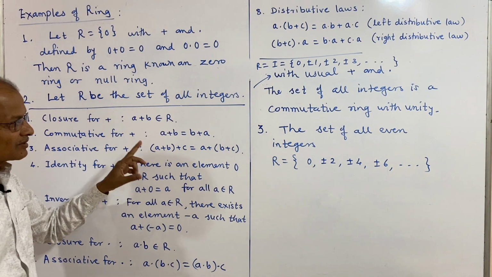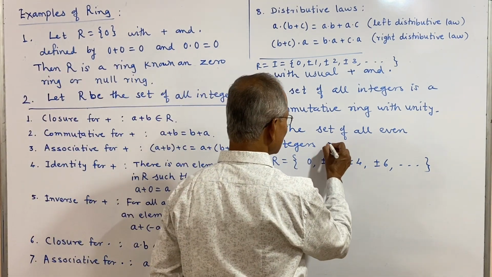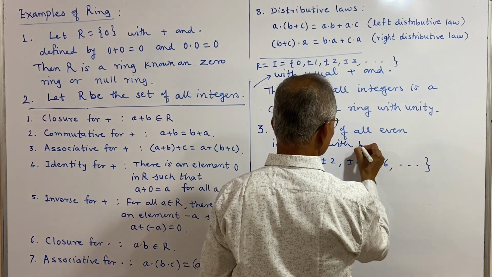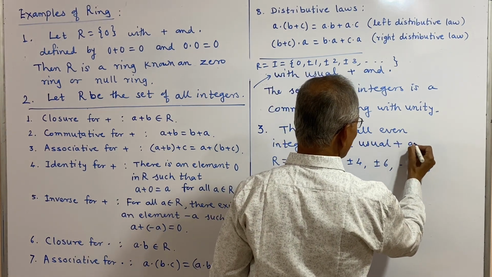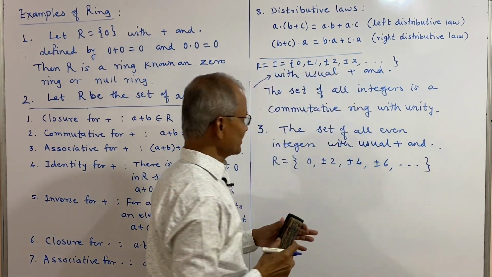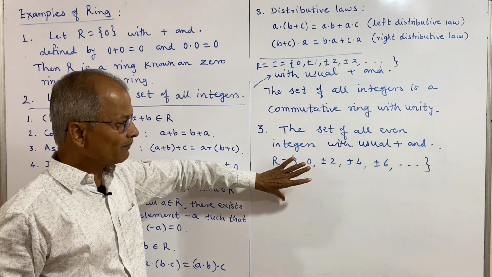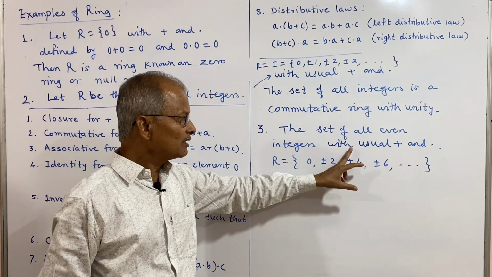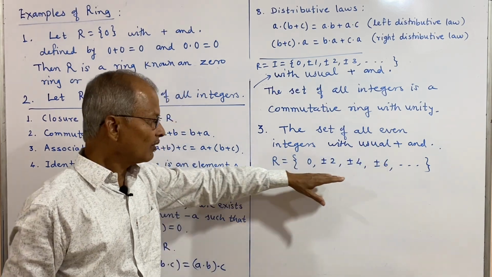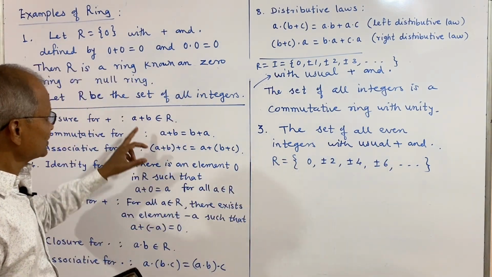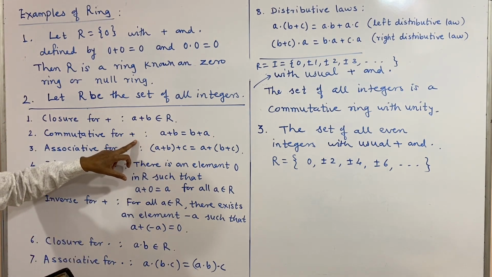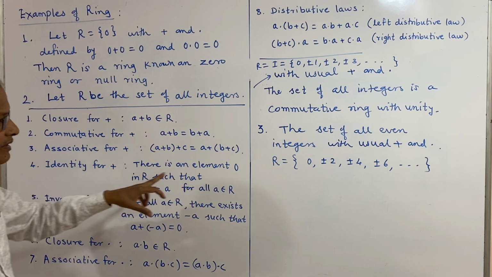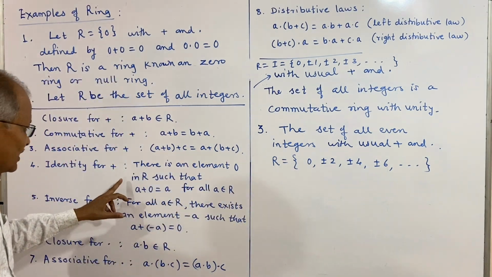Commutative for plus, as the set of all even integers with usual plus and dot. So these operations must be specified. We have to define three things: the set, then the two binary operations plus and dot. Here it is usual addition, usual multiplication for the set of even integers. And now we have to check these properties. Usual addition is commutative. It is also associative, and the identity for plus is 0. 0 is even, so this element exists.